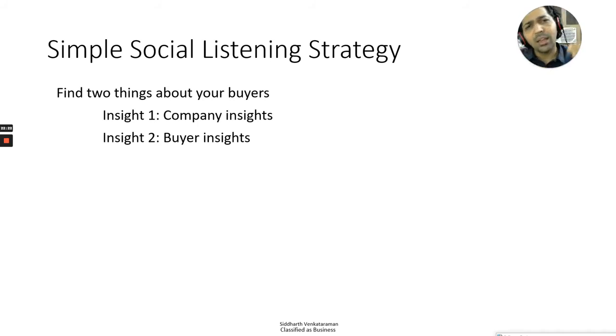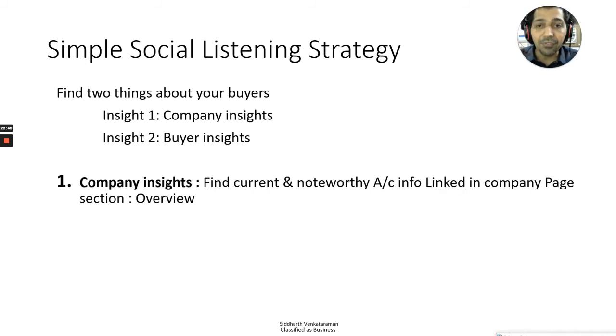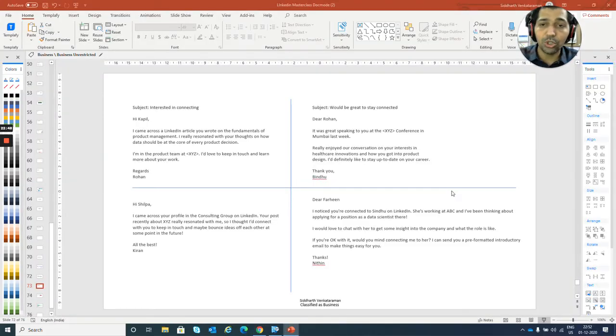And this could be either from LinkedIn, or it could be from the other media as well, or just on any search engine, especially Google. You can find in the news section something about this organization, or anywhere else, or even in offline media. So these are two things which you need to be gathering for yourself. So company insights, find current and noteworthy account info, LinkedIn company page section. Okay, I'm going to show you an example.